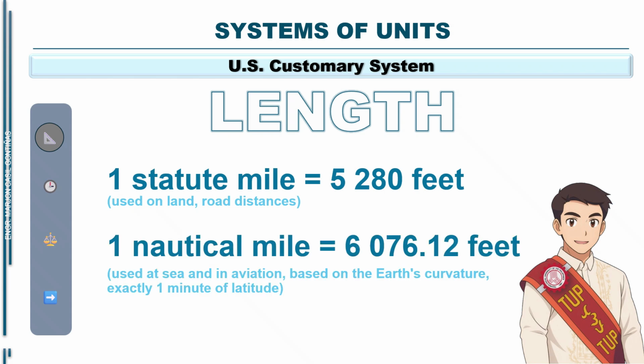The nautical mile, on the other hand, is used at sea and in aviation, and is based on the Earth's curvature. It equals 6,076.12 feet, which is exactly 1 minute of latitude. So, if you're measuring land distance, 1 mile is equal to 5,280 feet. That's the statute mile. If you're sailing or flying, 1 nautical mile is equal to 6,076.12 feet. Crazy how these old measurements evolved, right? From human footsteps to global engineering standards.